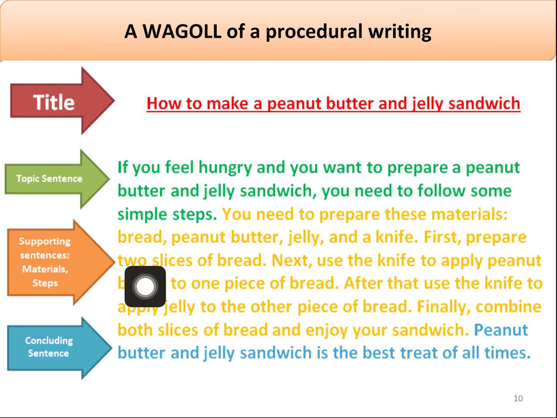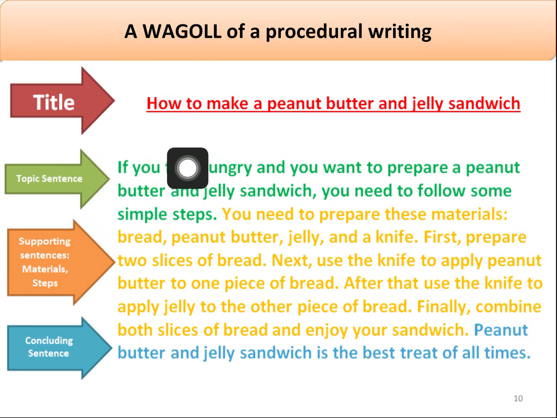First, prepare 2 slices of bread. Next, use the knife to apply peanut butter to 1 piece of bread. After that, use the knife to apply jelly to the other piece of bread. Finally, combine both slices of bread and enjoy your sandwich. Peanut butter and jelly sandwich is the best treat of all time.